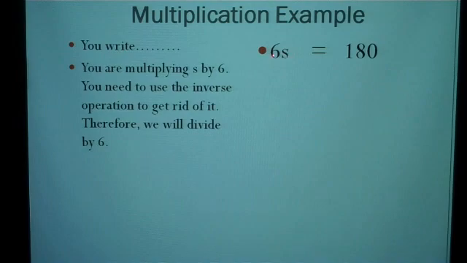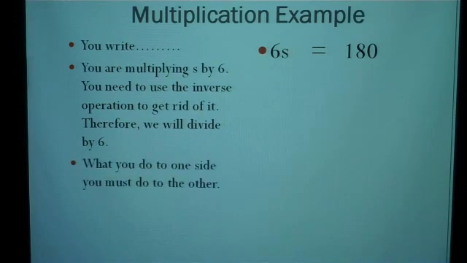We're multiplying s by 6, so we need to do the inverse operation to get rid of the 6. Therefore, we need to divide by 6. And what we do to one side of the equal sign, we must do to the other to keep the equation balanced. And it would look like this.